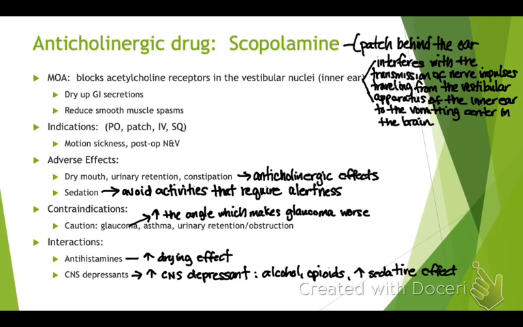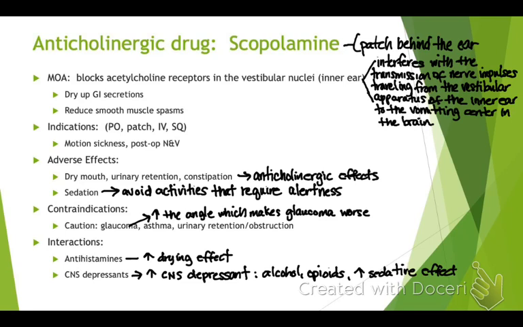Contraindications, the patients that we don't give it to: you want to give it with caution to those that have glaucoma, because it can increase the angle, which makes glaucoma worse. You want to be cautious with patients with asthma, urinary retention, or obstruction because it can accentuate these symptoms.